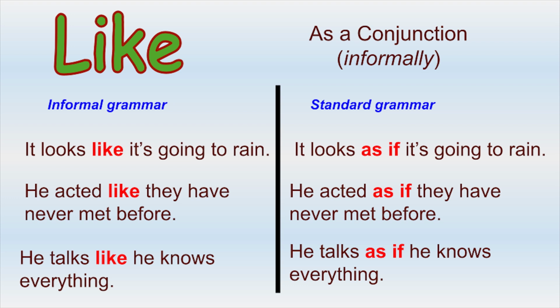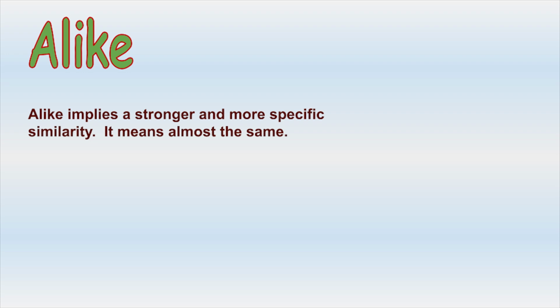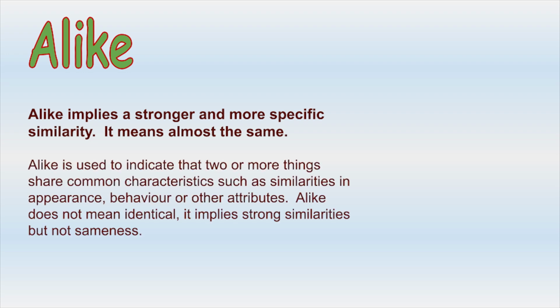Now, let's see how we should use alike. Like and alike compare similarities. However, alike implies a stronger and more specific similarity. It means almost the same. It is used to indicate that two or more things share common characteristics, such as similarities in appearance, behavior, or other attributes. Alike does not mean identical. It implies strong similarities, but not sameness.